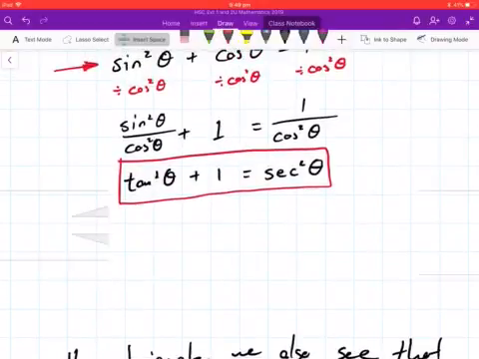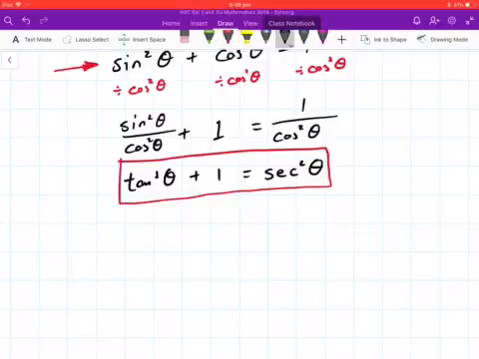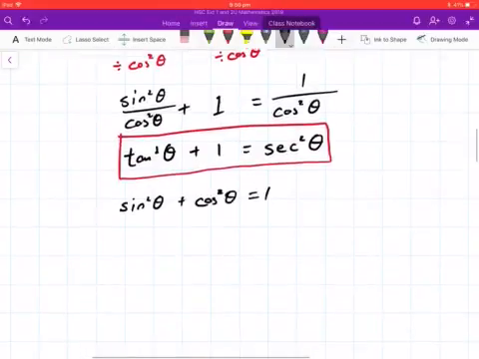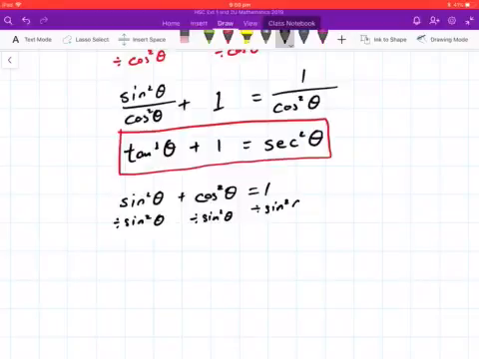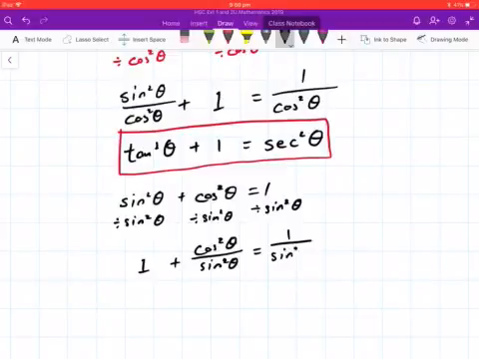Now, there is another variation using another set. So I'm going to rewrite the original again. Sine squared theta plus cos squared theta is equal to 1. Instead of dividing everything by cos squared theta, what if I divide everything by sine squared theta? Divide by sine squared theta on both sides. And by both sides means you have to divide all the terms. Sine squared theta divided by sine squared theta is 1 plus cos squared theta over sine squared theta is equal to 1 over sine squared theta.